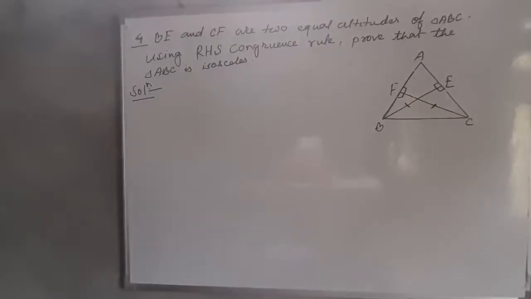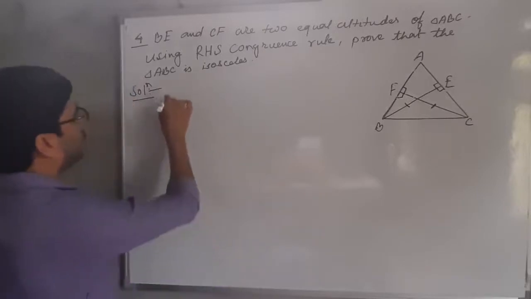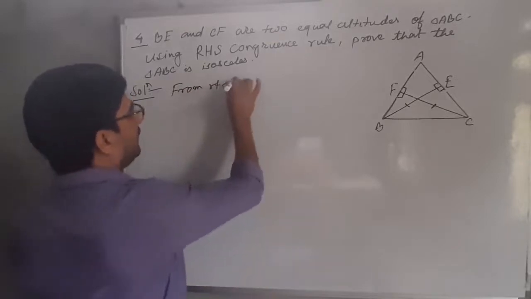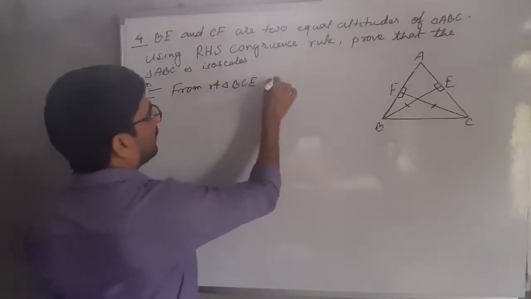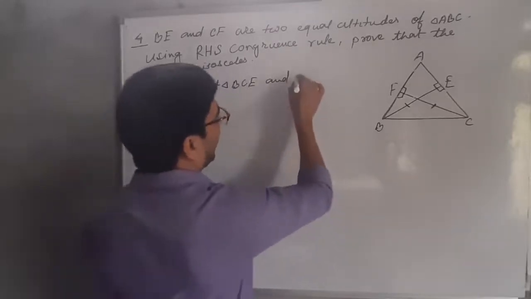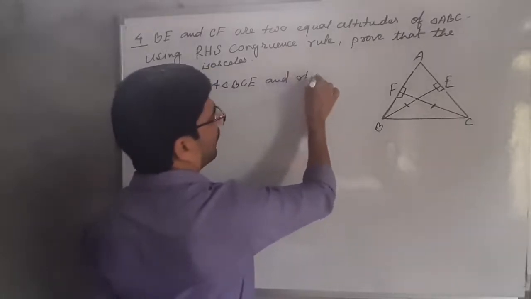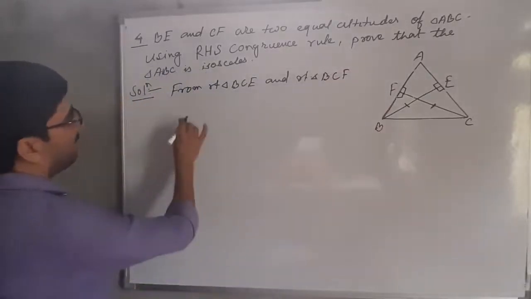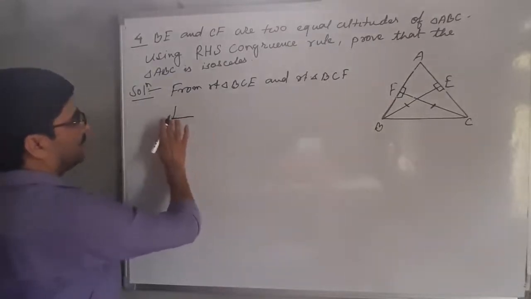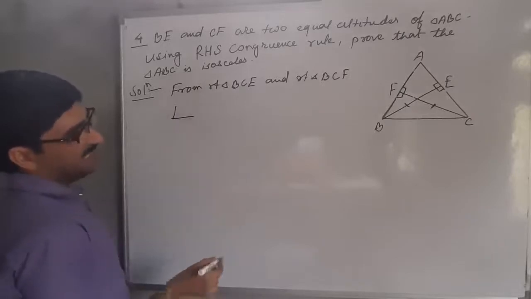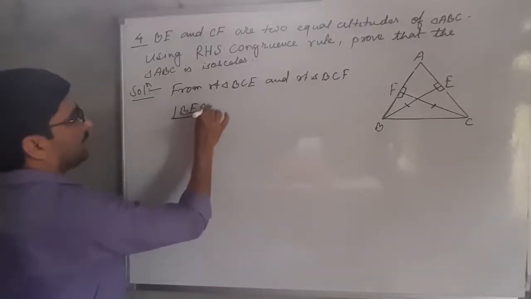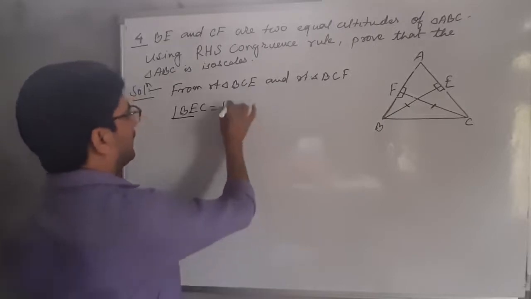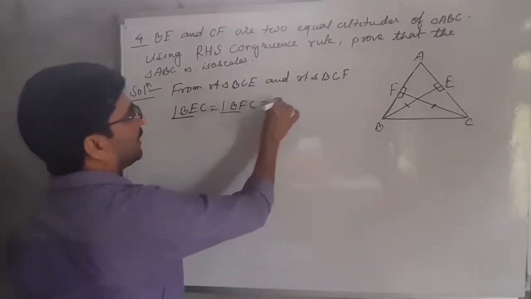So let's start the solution here. Now from right triangle BCE and right triangle BCF, these two triangles, angle BEC is equal to angle BFC, both are 90 degrees.